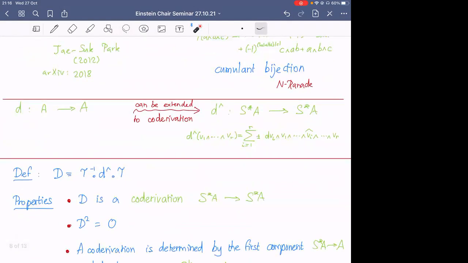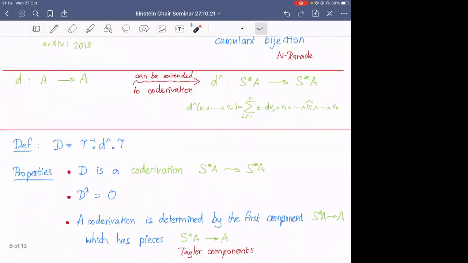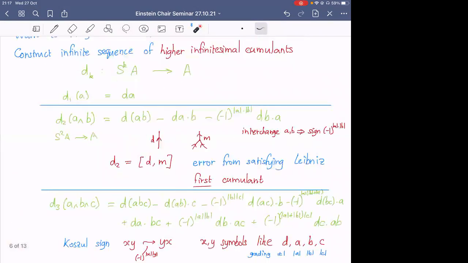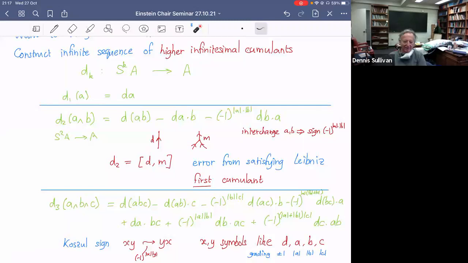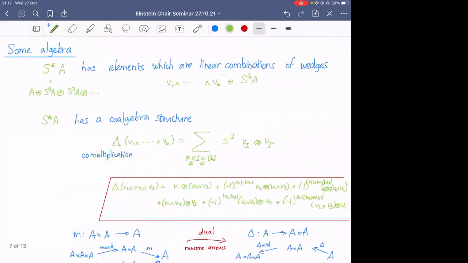Now, a co-derivation, just saying again what we said on the previous page, but the other way up, is determined by its first component. And the first component is determined by its pieces. So for each K, we need to specify where this maps to. These are what you can call Taylor components. The Taylor components of D are D1, D2, D3, written on this page here. So that's a theorem, right? Yes, that is a theorem. Yes, it's a calculation. So these D's, well, maybe I'll write it here.